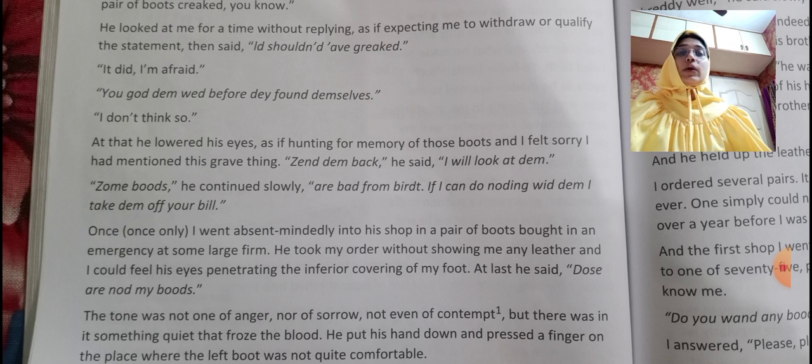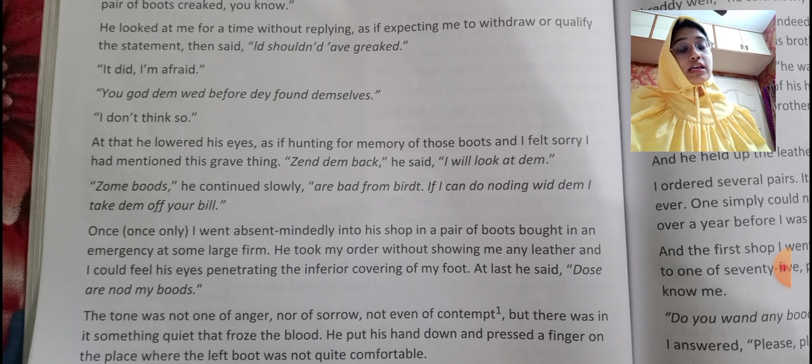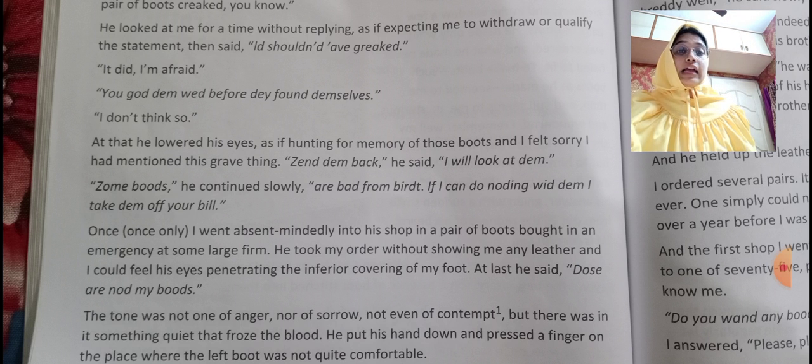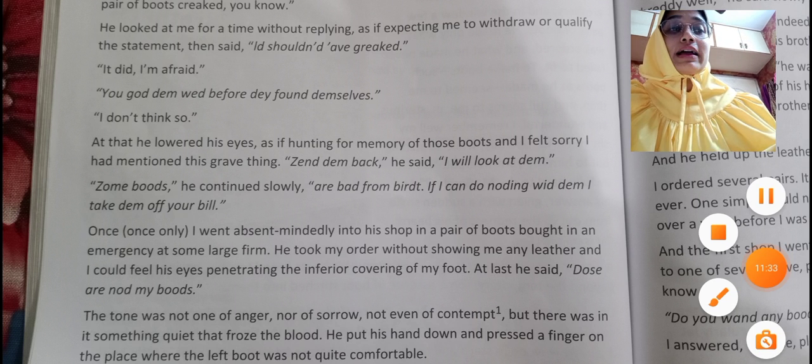Once only I went absent-mindedly into his shop in a pair of boots bought in an emergency at some large firm. He took my order without showing me any leather, and I could feel his eyes penetrating the inferior covering of my foot. At last he said, "Those are not my boots." That means those are not my boots.